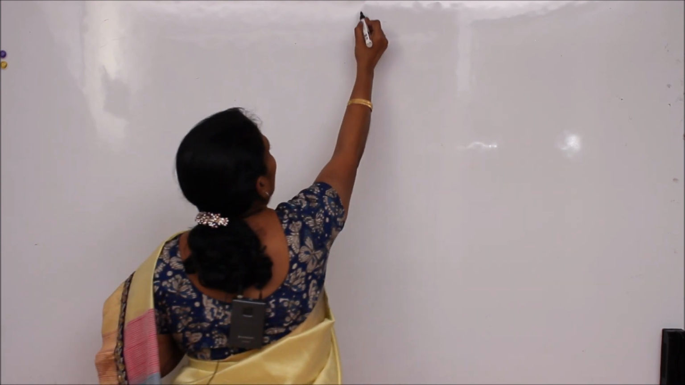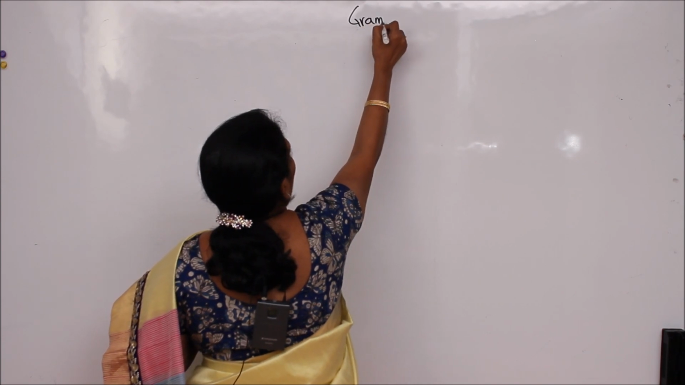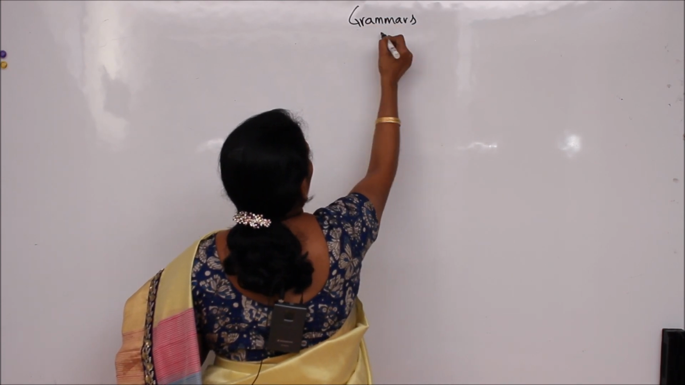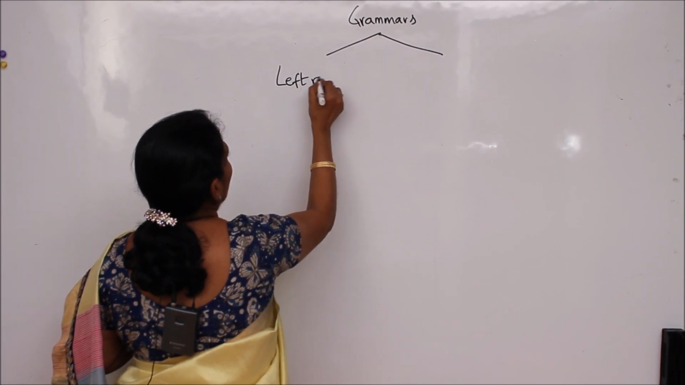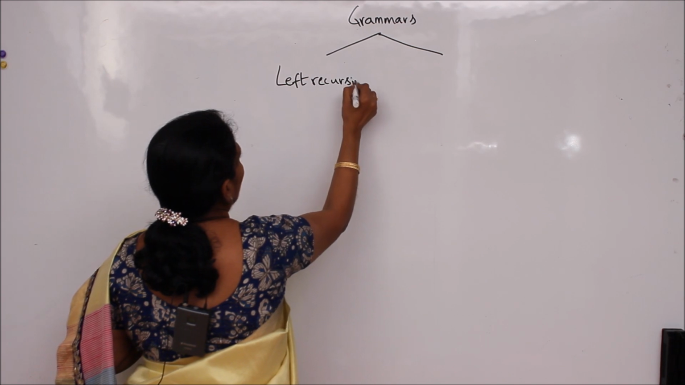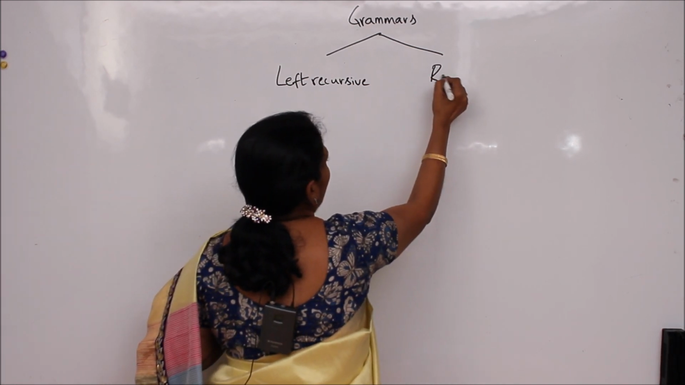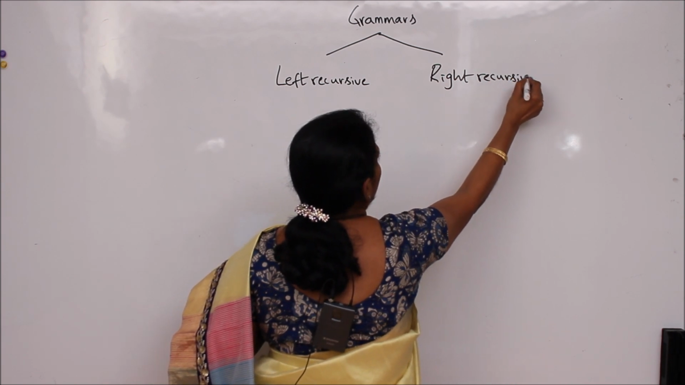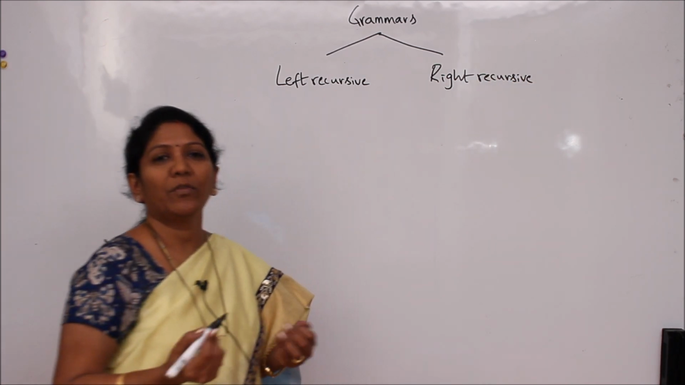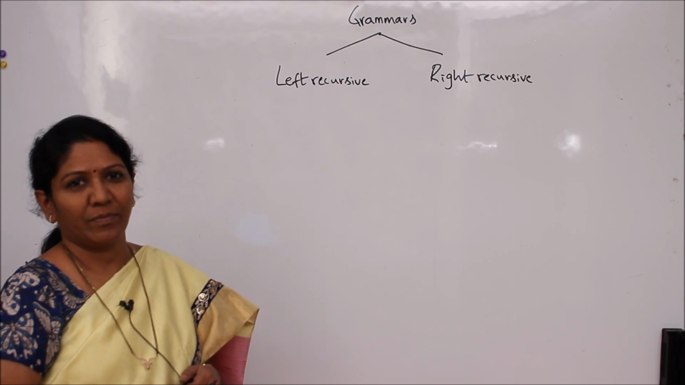Let's look at other classification of the grammar. Based on the way the productions are defined, we can even classify the grammars into two types: left recursive grammar and right recursive grammar. What do we mean by left recursive grammar?